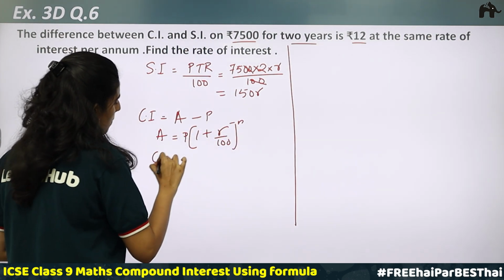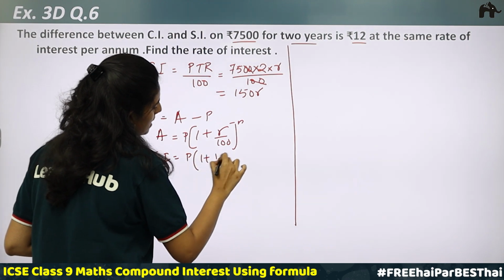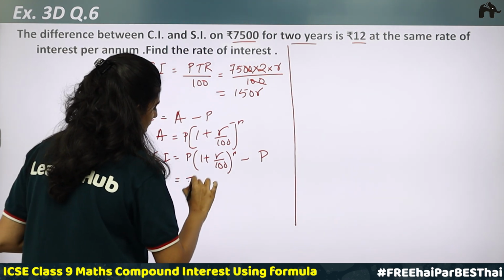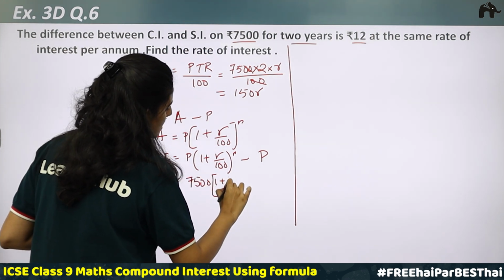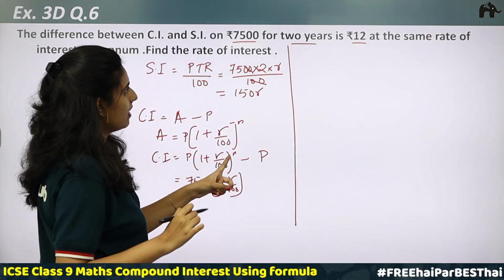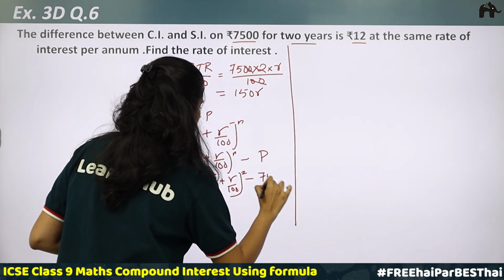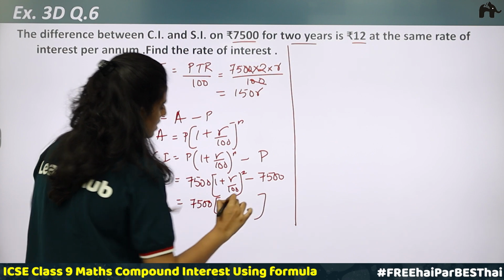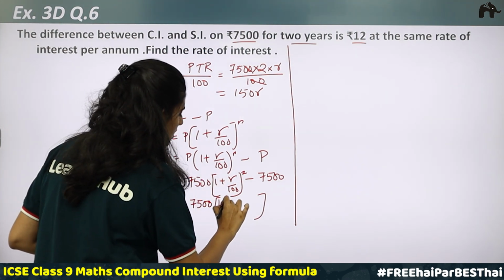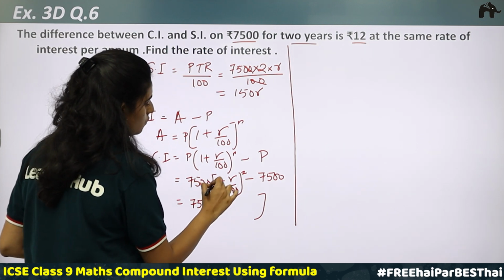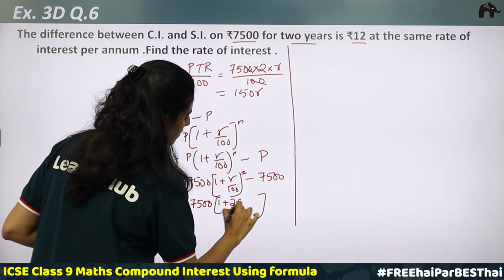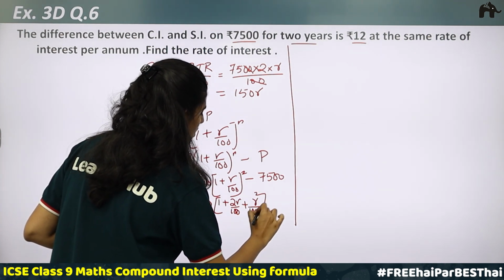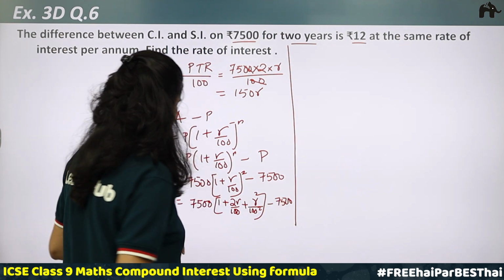How to find amount? Amount is equal to principal into 1 plus R by 100 whole raised to n. Now compound interest will be equal to P into 1 plus R by 100 whole raised to n minus P. What is the value of P? 7,500 into 1 plus R by 100 raised to n, where n value is 2, minus 7,500, which is equal to 7,500 into, this is of the form a plus b whole square. A square is 1, 2ab is 2 into 1 into R by 100, which is 2R divided by 100, plus R square by 100 square, minus 7,500.